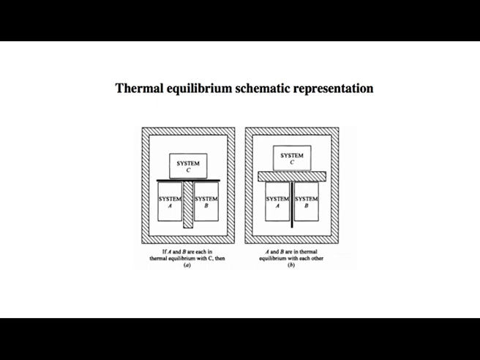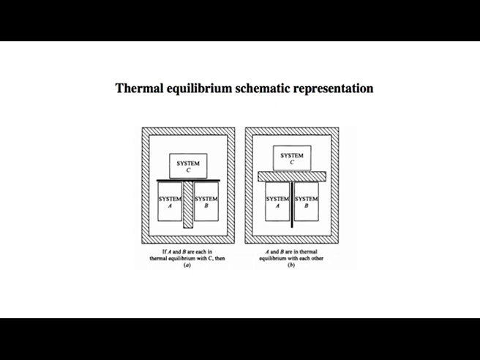Here, instead of allowing both the systems A and B to come to equilibrium with C at the same time, we first have equilibrium between A and C and then equilibrium between B and C. And then when A and B are brought into communication through a diathermic wall, they will be found to be in thermal equilibrium. From the second figure, A and B are in thermal equilibrium with each other, and together A is in thermal equilibrium with C and B is in thermal equilibrium with C.